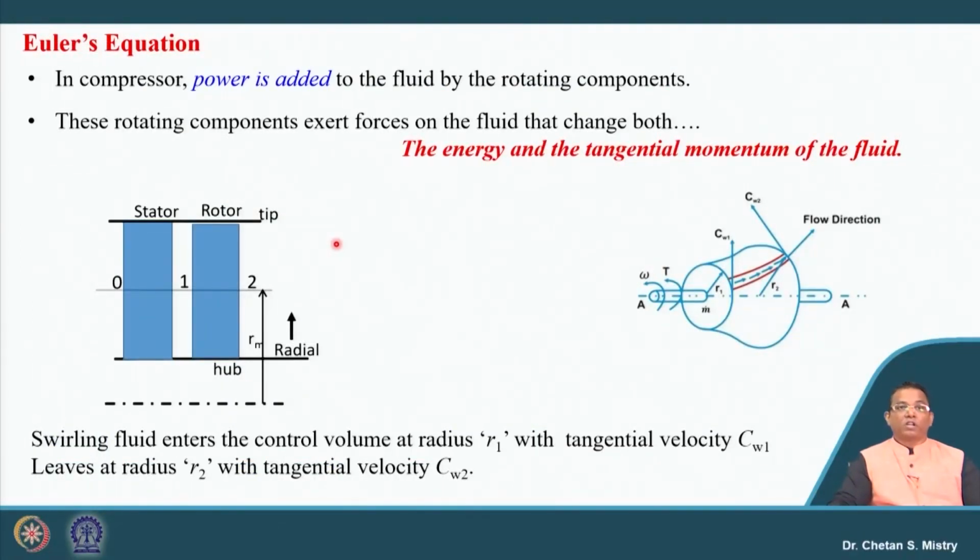Now, a very important and fundamental part we need to discuss for the compressor is the fundamental equation, called Euler's equation. We say a compressor is one in which we add power in order to do work. Now, this work will bring a change of energy and of tangential momentum. Here, this represents my stator, which is followed by my rotor. This represents my radial direction.